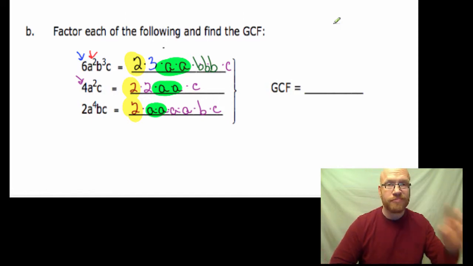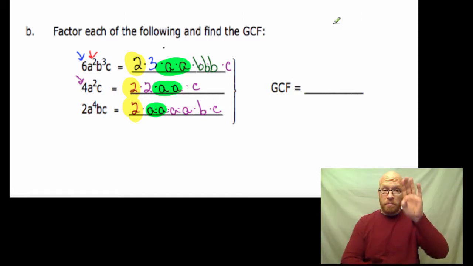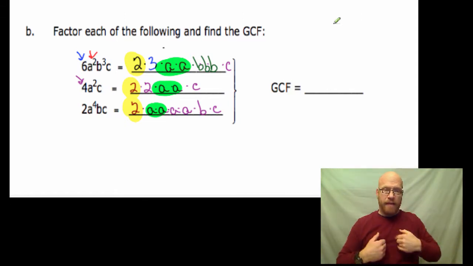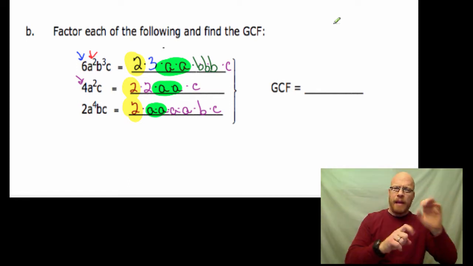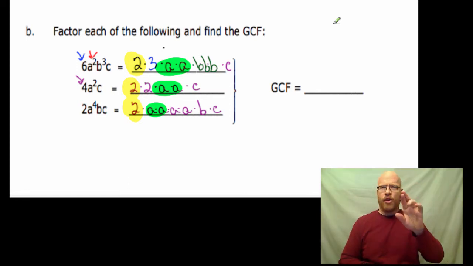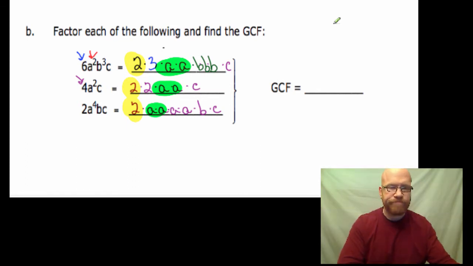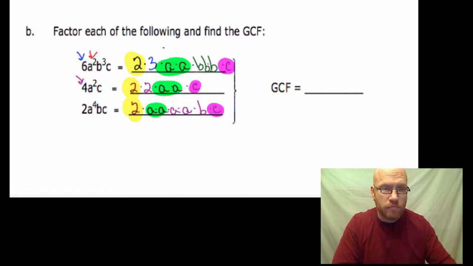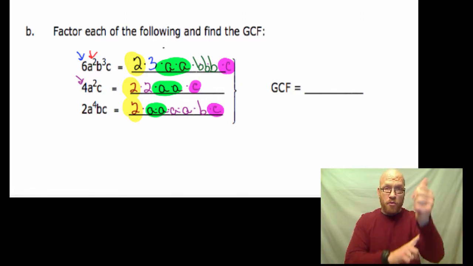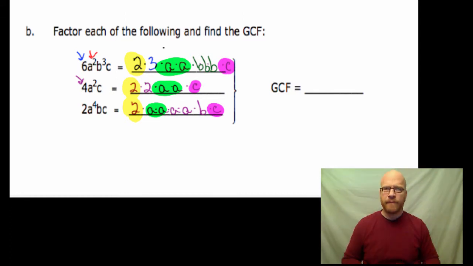Now we look at the b's. The first term has 3 b's. The second term has no b's. The third term has 1 b. Since the middle term doesn't have a b variable, that means b cannot divide each term. So b is not involved in our GCF. But they all have a c.